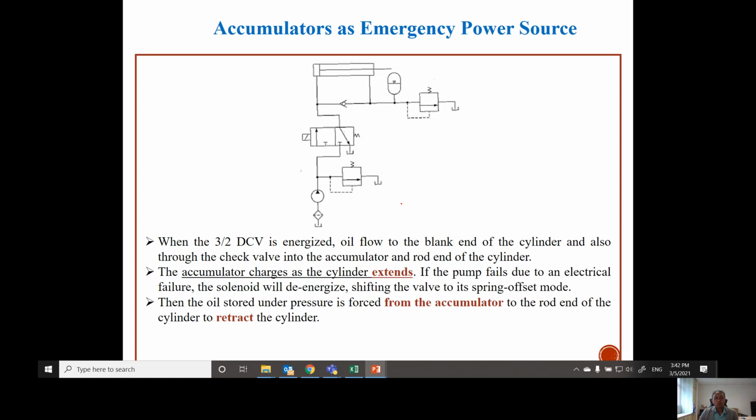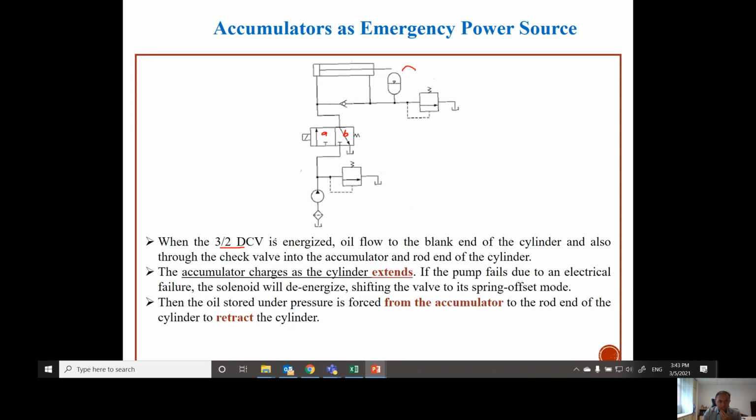And now, how can we use an accumulator as an emergency power source? So again, we have an accumulator here. You connect it just after, on this side of the cylinder. Okay, and you now have a 3-2 DCV with solenoid and spring return. Okay, let me name this again. This is position A of the spool. This is position B of the spool.